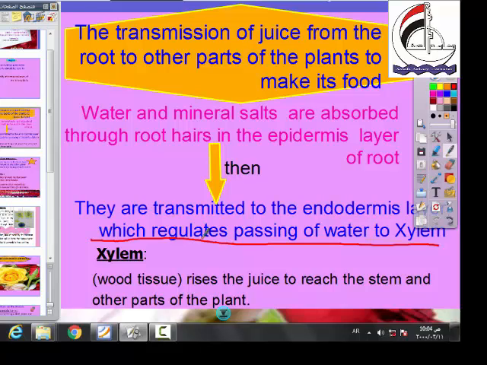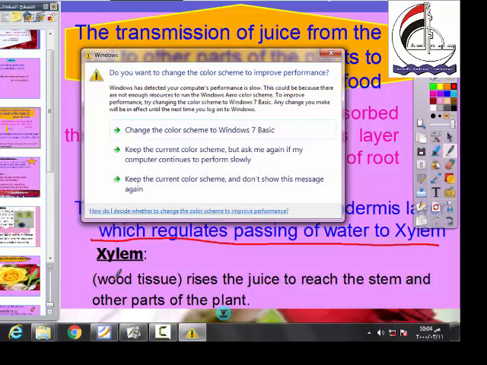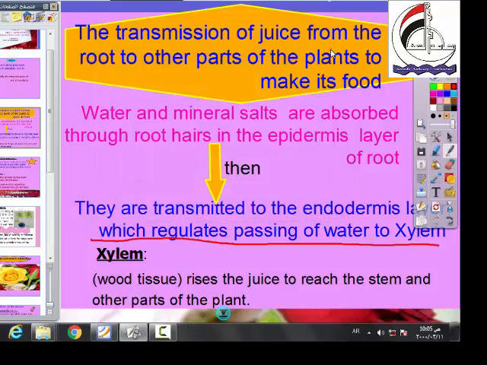After water and mineral salts are absorbed through root hairs in the epidermis layer of the root, they are transmitted to the endodermis layer, which regulates the passing of water to the xylem. Xylem, the wood tissue, primary. Wood tissue. Repeat after me: wood tissue. It raises the juice, water, and mineral salts to reach the stem and be transported to other parts of the plant. Okay.